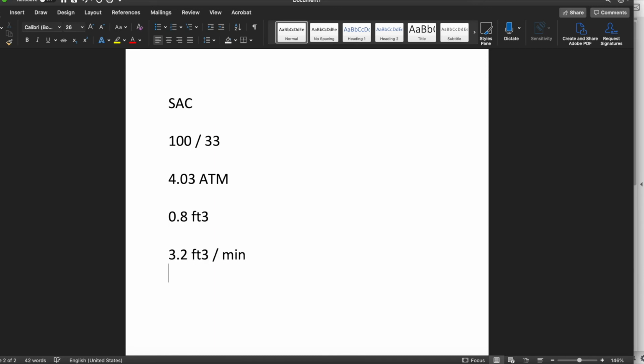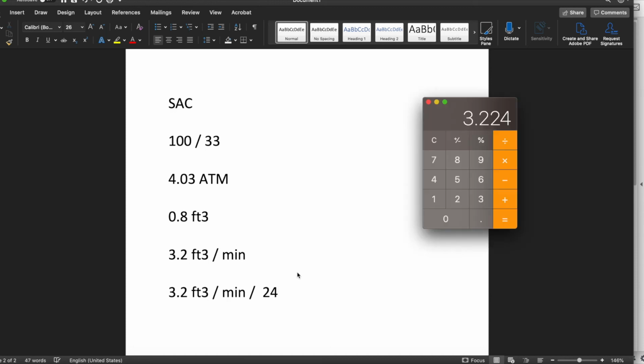needed. And then you can figure out, we said 24 minutes was the NDL that you could do based on 32% nitrox. You could do 3.2 cubic feet per minute times 24 minutes. And we'll do that. And so you can see on that dive, just in bottom time, you're going to be using 77 cubic feet of gas.